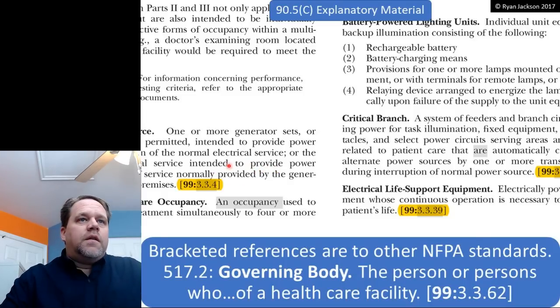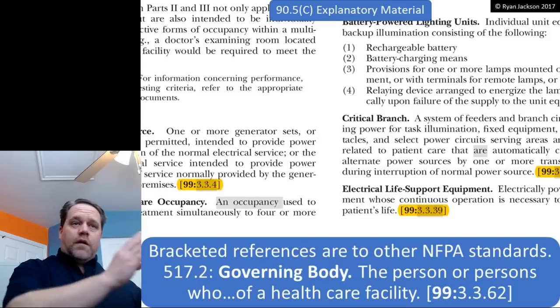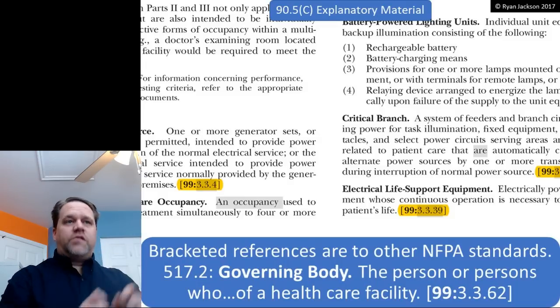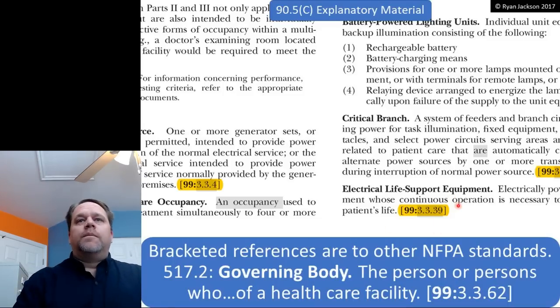So here we've got the critical branch. This is 517.2, by the way, definitions. So this 99:3.3.39 means that the definition of electrical life support equipment is copied from NFPA 99 and pasted into the NEC. More specifically, it's in NFPA 99, section 3.3.39. So that's what the bracketed stuff is all about.